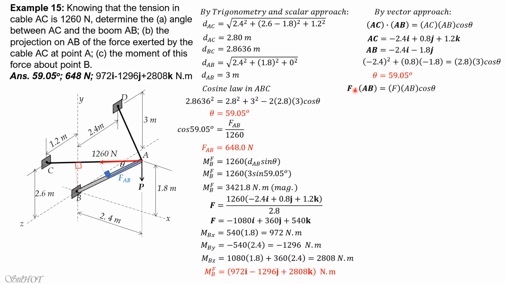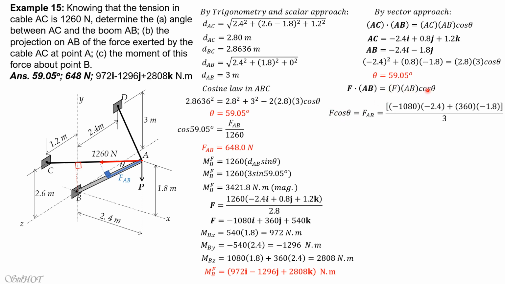So by definition, this is sum of product of corresponding components. So negative 1080 times negative 2.4 plus 360 times negative 1.8. So that's it. Then equals 1260 times 3 cosine of 59.05. So the component of the force 1260 along AB is equal to F times cosine of theta. So F cosine theta is found from this equation here.